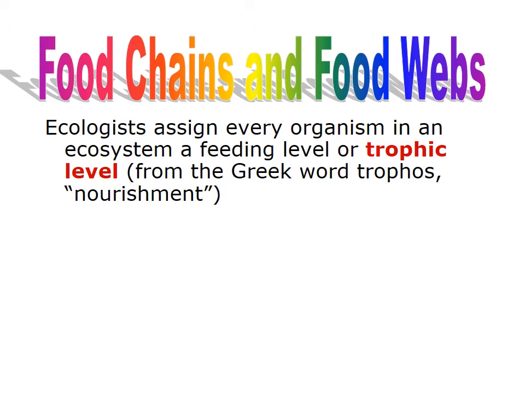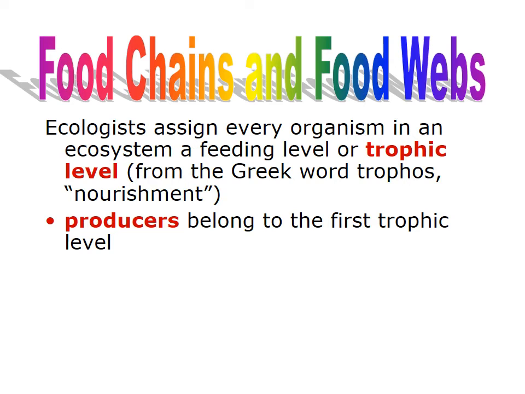Every organism in an ecosystem has a feeding level, or a trophic level. Troph means energy, so trophic level means your energy level, your feeding level. Producers are your first trophic level. They're the bottom layer of the food chain, since they're producing. They're the first one, the base.